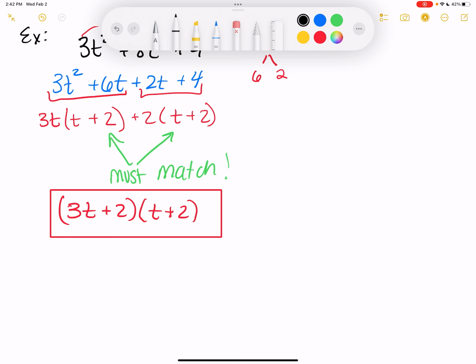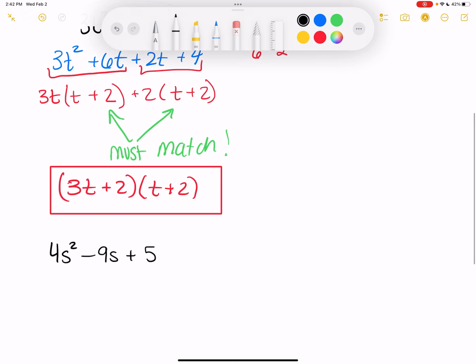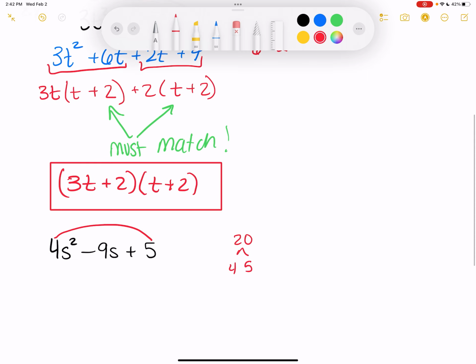All right, another example. Let's look at 4s squared minus 9s plus 5. So, arch method. Okay, I've got 4 times 5, so I'm looking at factors of 20 that, when added together, give me negative 9. So what factors of 20 add up to give you 9? 4 and 5. Okay, because this is negative, but this is positive, both of these have to be negative, so it's going to be negative 4 and negative 5.